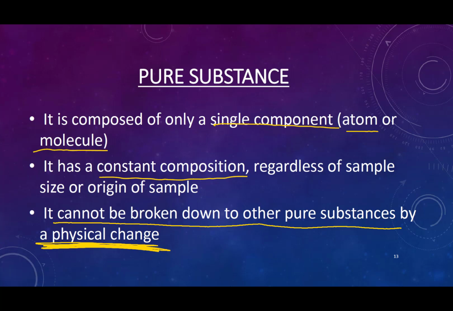Pure substances are only one single component. It could be an atom, it could be a molecule, for example. It could be salt, which is NaCl, or it could be a sodium atom on its own. Since it's on its own, it's one component, so it's a pure substance.